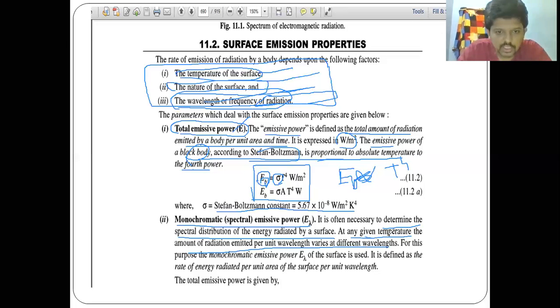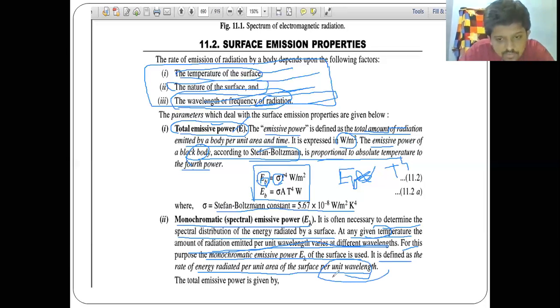At any given temperature, the amount of radiation emitted per wavelength varies at different wavelengths. For this purpose, the monochromatic emissive power of a surface is used. Mono is always 1. It is defined as the rate of energy radiated per unit area of surface per unit wavelength. If you see, total emissive power is the total amount of radiation emitted per body per unit area per time, but this is energy radiated per unit area of surface per unit wavelength.